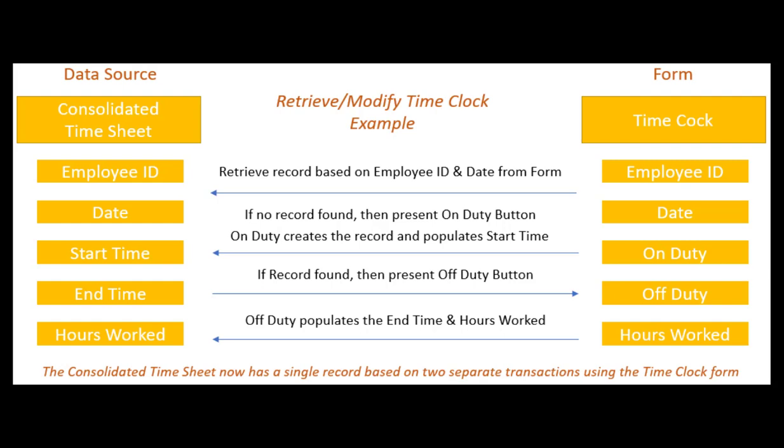So now you have employee ID, date, start time, end time, and hours worked, where the employee ID, date, and start time was written as a new record during the on-duty transaction. And then on the off-duty transaction, we added the end time and the hours worked to it. Now I'm going to show you how to build that form.